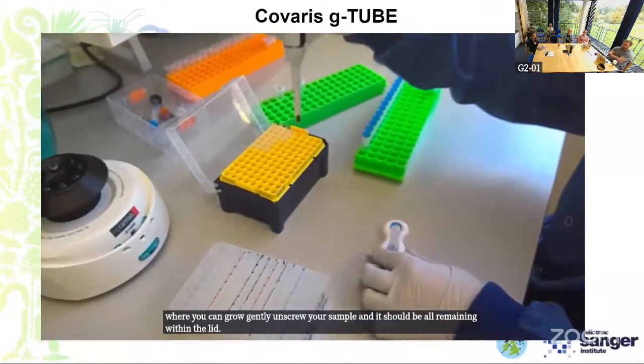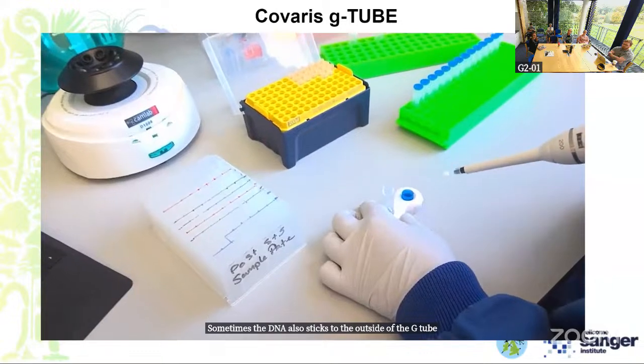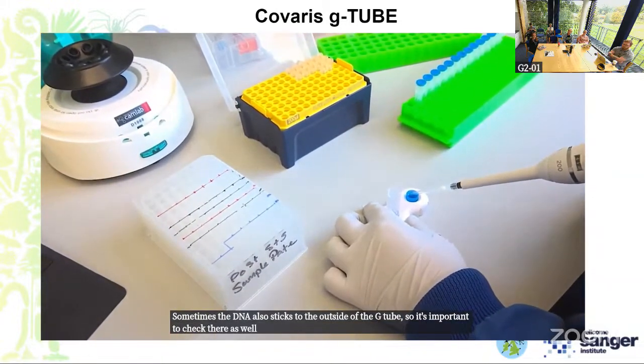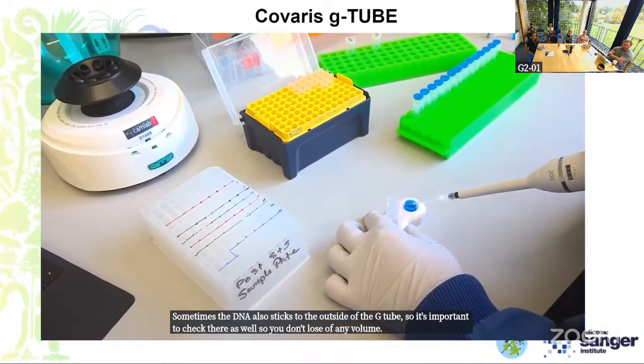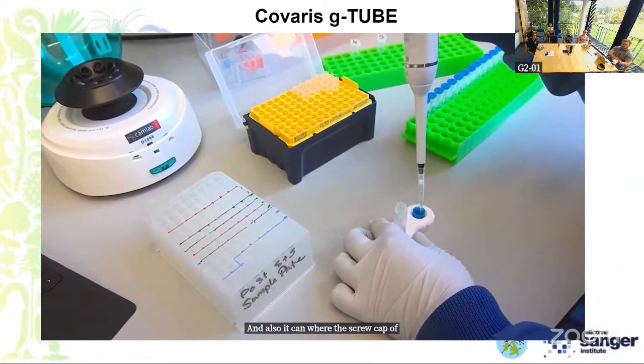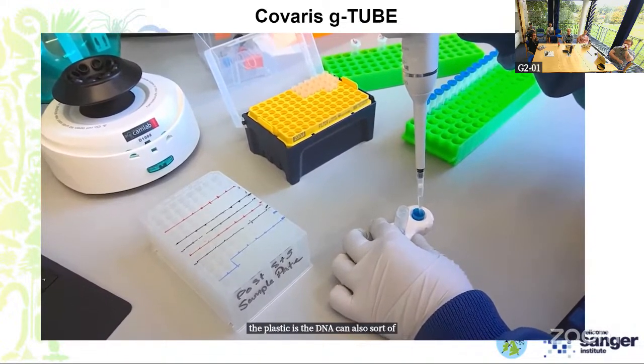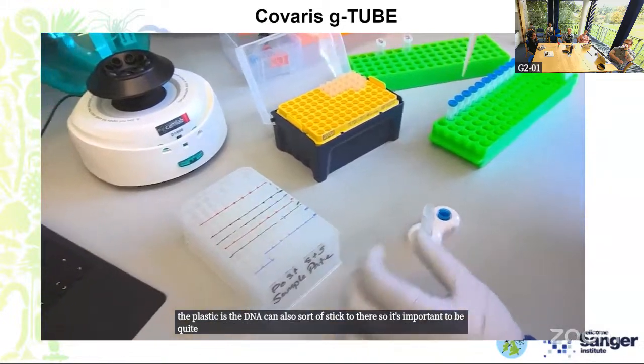Sometimes the DNA also sticks to the outside of the G-tube, so it's important to check there as well so you don't lose any volume. And also, where the screw cap of the plastic is, the DNA can also stick there. So it's important to be quite thorough when you're aspirating to make sure you don't lose any volume.